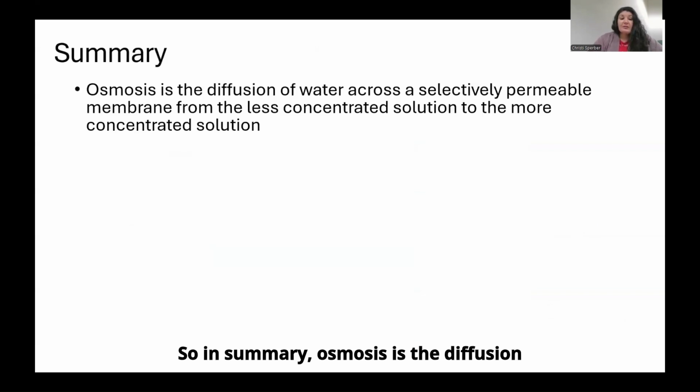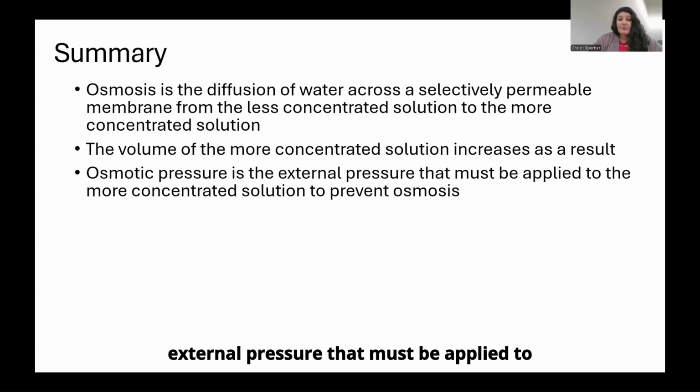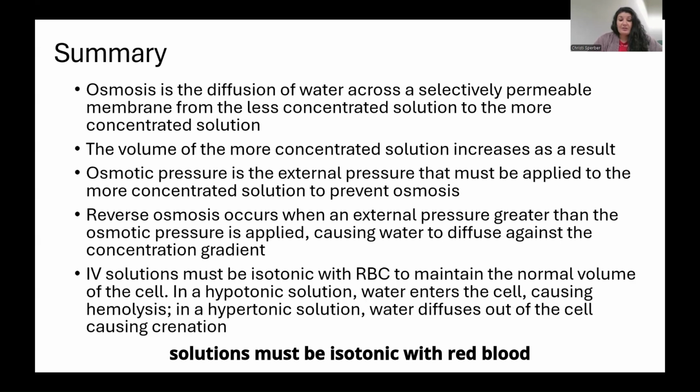So in summary, osmosis is the diffusion of water across a selectively permeable membrane from the less concentrated solution to the more concentrated solution. The volume of the more concentrated solution increases as a result. Osmotic pressure is the external pressure that must be applied to a more concentrated solution to prevent osmosis. And reverse osmosis occurs when an external pressure greater than the osmotic pressure is applied, causing water to diffuse against the concentration gradient.